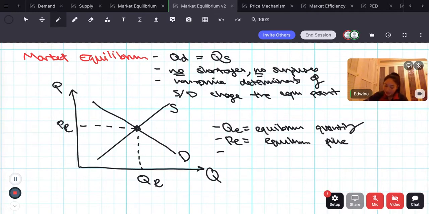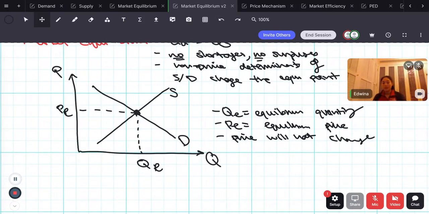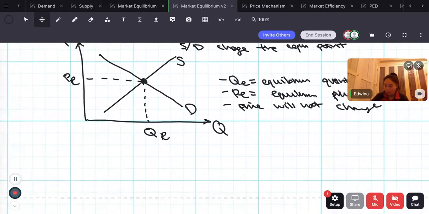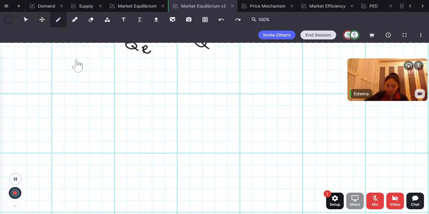And at equilibrium, the price will not change. When the free market more specifically is at equilibrium, price will not change whatsoever. And so let's talk more about this. What happens if there, say, is a shortage? Now, what is a shortage?